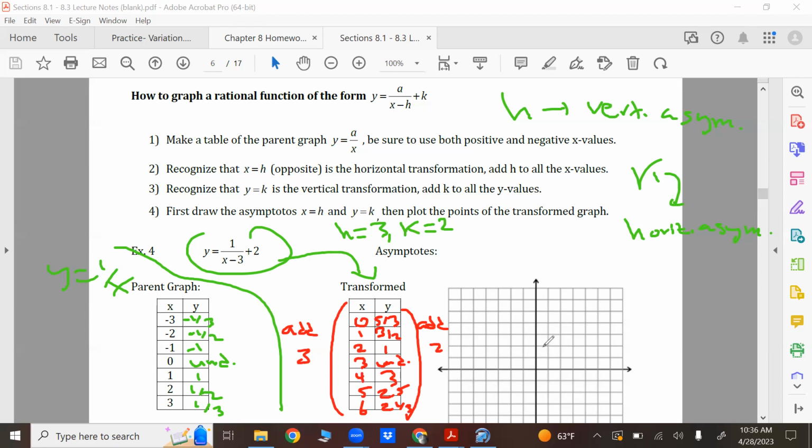Okay, so let's plot the points. 0, 2 and 1/2. Sure, same thing. So you have this, you have this, you have this. And then you're going to have an asymptote right here because it's undefined. And then the other one, you're going to have 4, 3, 5, 2.5. So the graph's going to look like this.